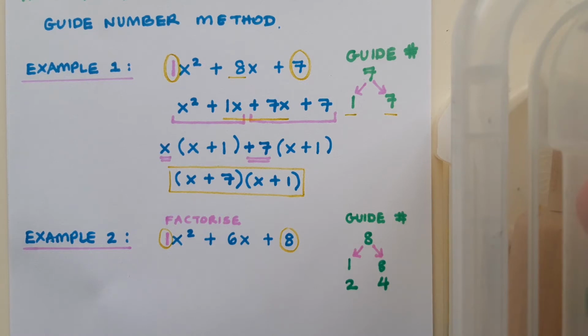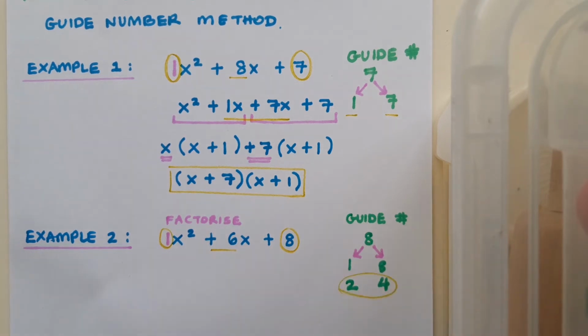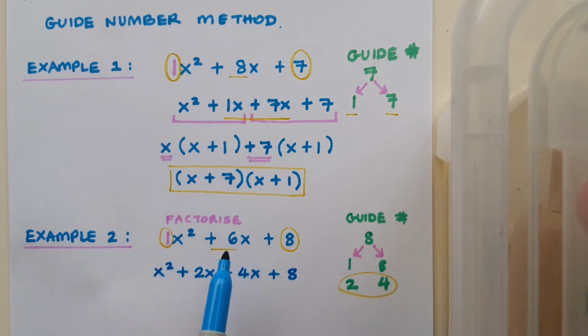Now we must choose a pair of factors to use in our factorisation. To make the decision about which pair of factors to look at, I must look at the middle term of my quadratic. So I've got this plus 6x here. So how could I make plus 6? Well, I can't do it with 1 and 8, but I could do it with 2 and 4. So this is the pair of factors that I'm going to use. So now I've written down x squared plus 2x plus 4x plus 8. So I've split the 6x up into 2x and 4x. And the 2 and the 4 were decided by the way that I factorised 8 from the guide number.